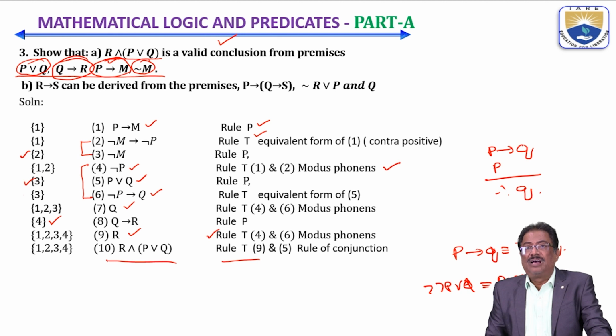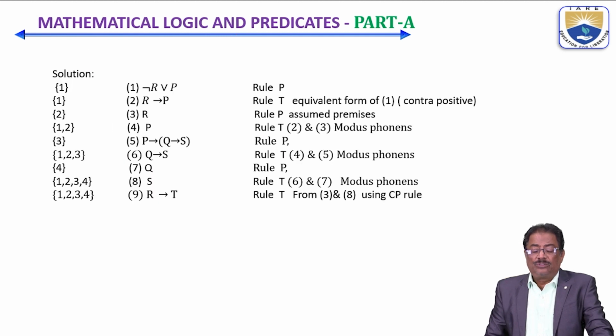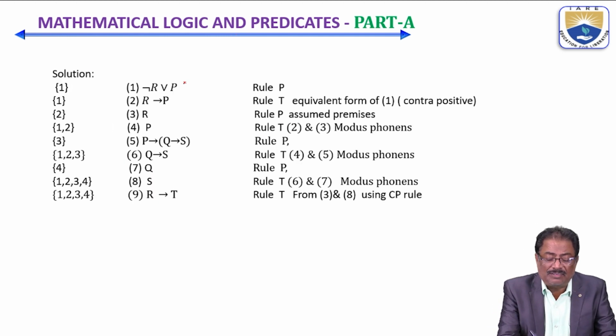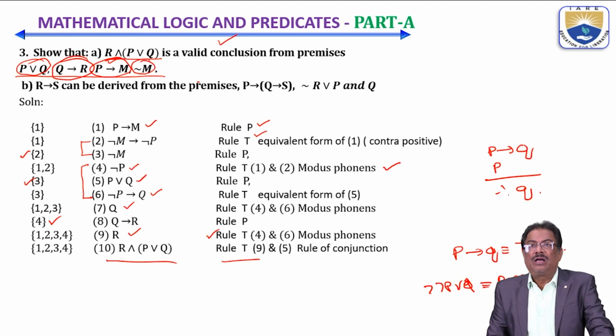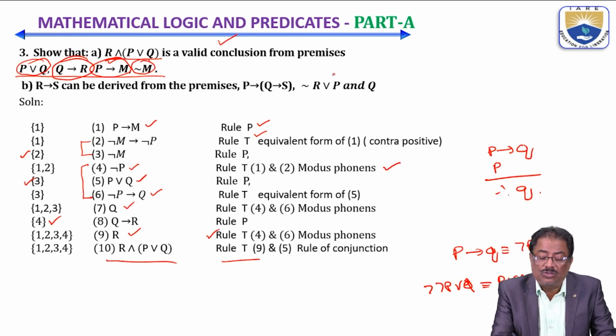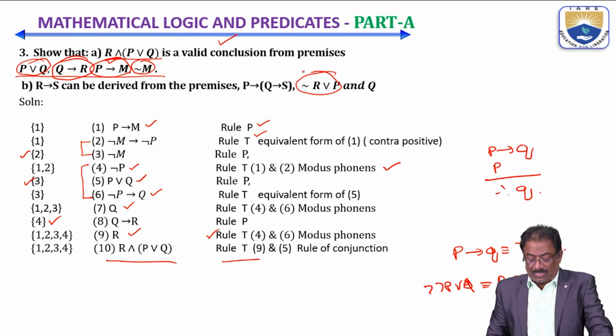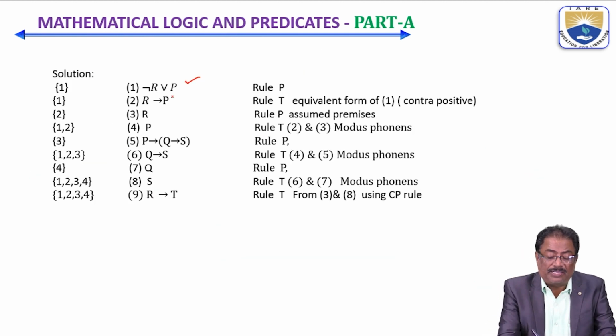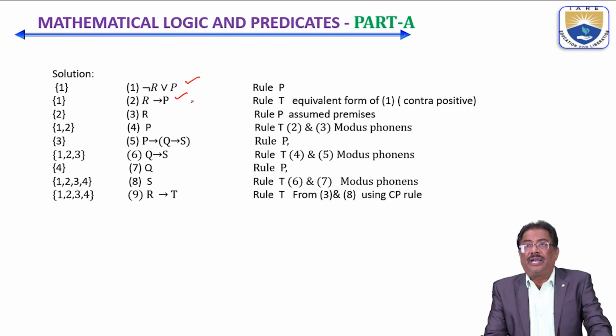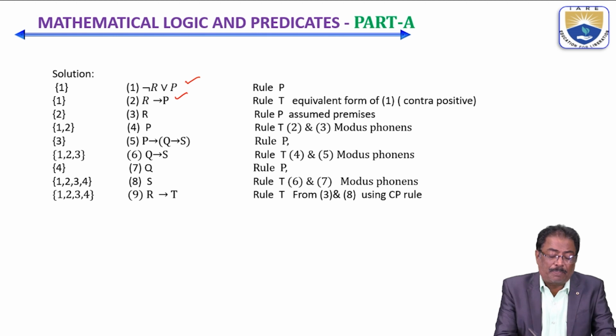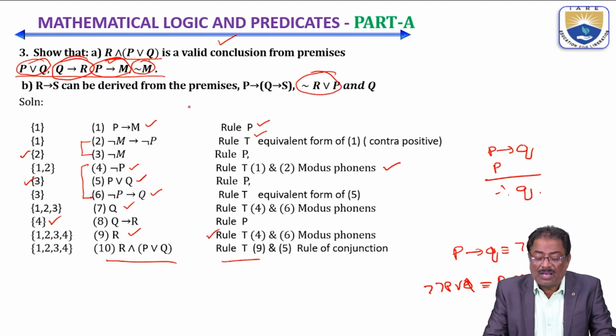And the second one is R to S can be derived from the premises if P then Q, Q then R, S, and negation of R, P, and Q. So from that we are going to do this. Here let us consider the first one is negation R, P. So this we have to consider. Next, we are going to take the equivalent form of that, which is nothing but R to P. Then we have to consider another premise, R.